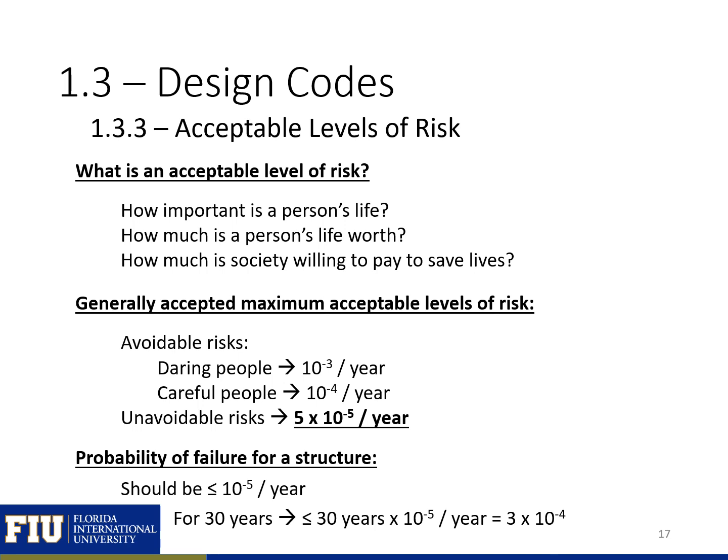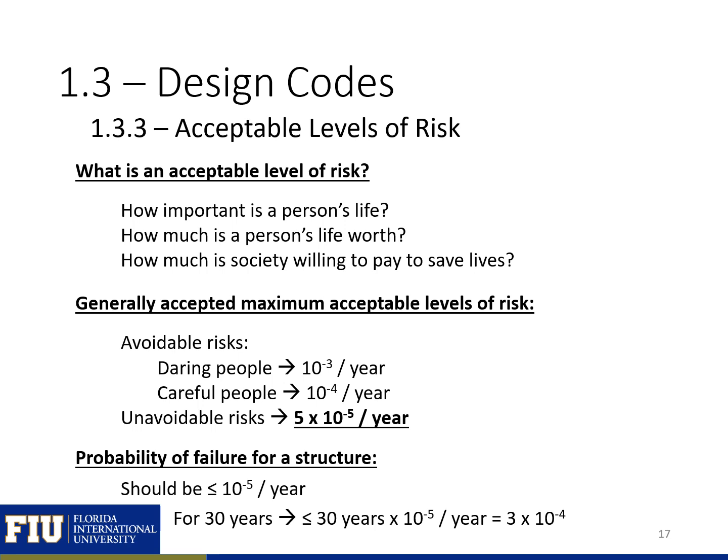The people who developed the design codes and all of the factors that go into the design codes needed to consider several questions on risk. The first is, what's an acceptable level of risk? Under this question, they needed to think about how important a person's life is, how much a person's life is worth, and ultimately, how much society is willing to pay to save lives? We can design buildings to be as safe as we want them to be, but the safer we design a building, the more expensive it'll be.